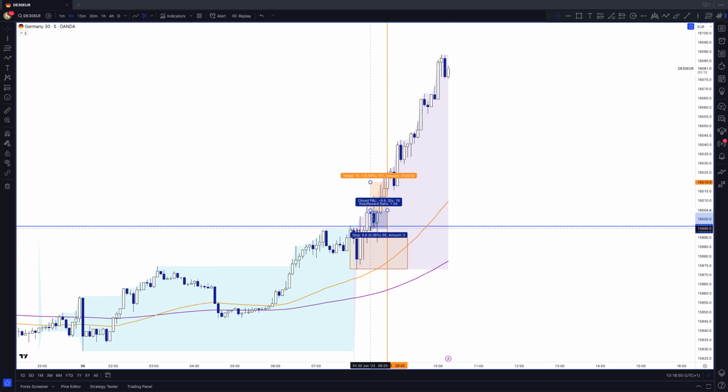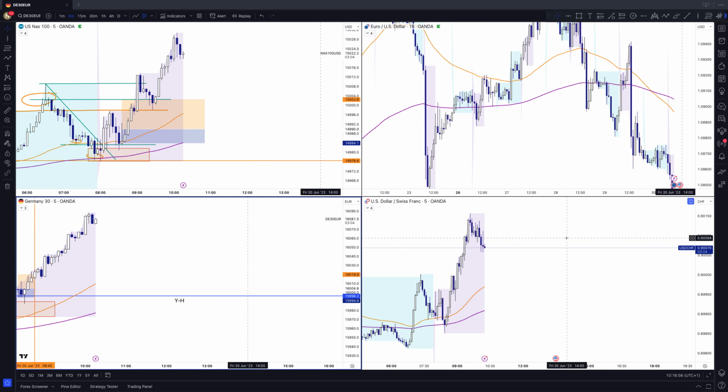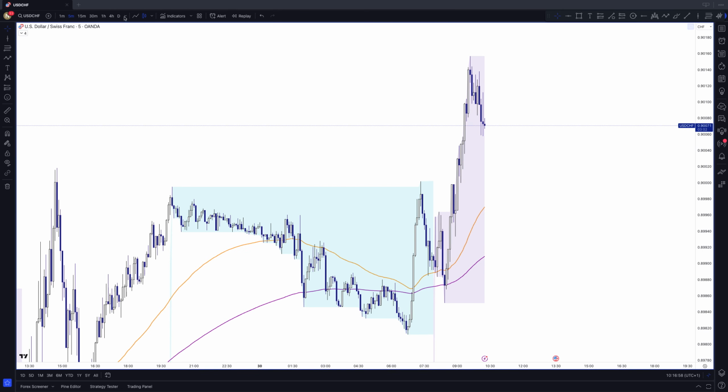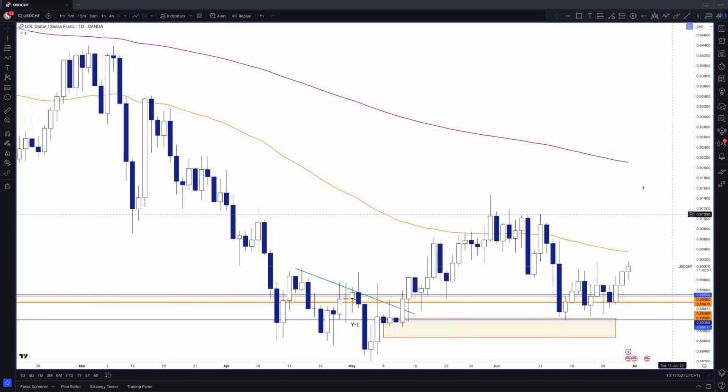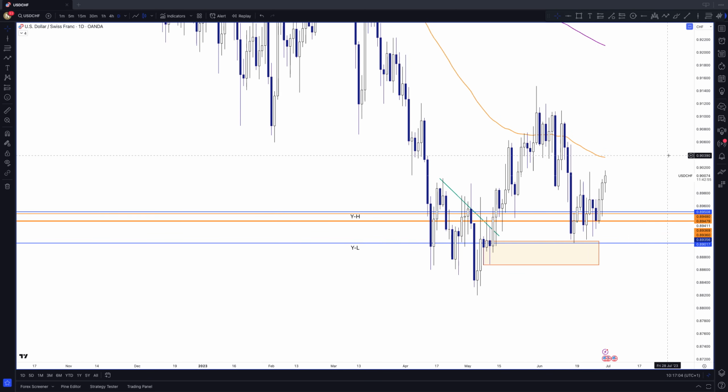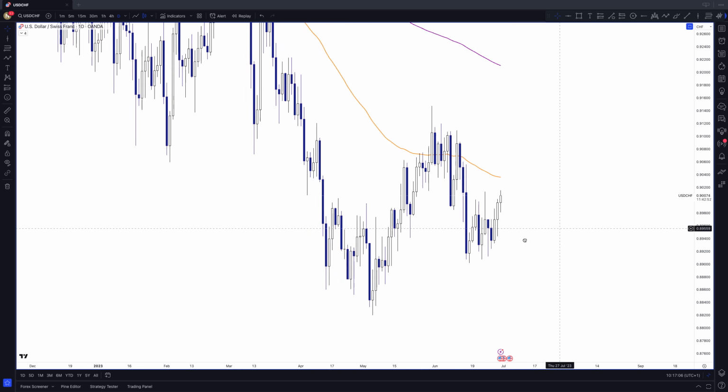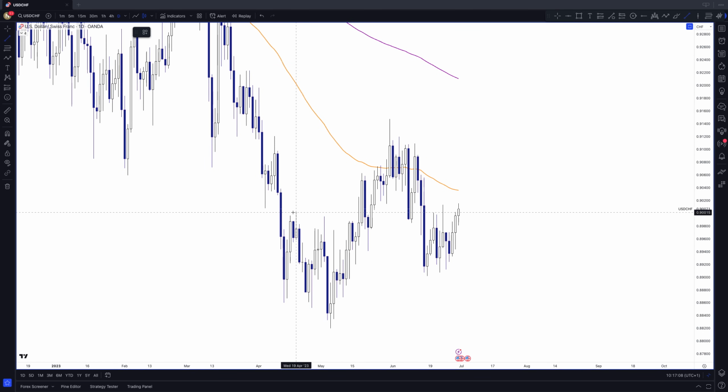I had a tight stop loss. I didn't go all the way down, just had it right here. And I took this long trade, very, very happy. Same concept on US dollar, Swiss franc. I'm showing it to you on the daily. Already drew the daily up. And same concept, check this out.